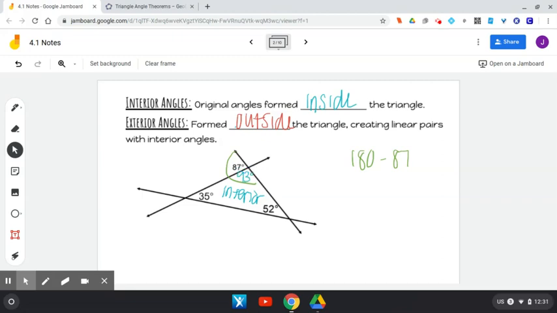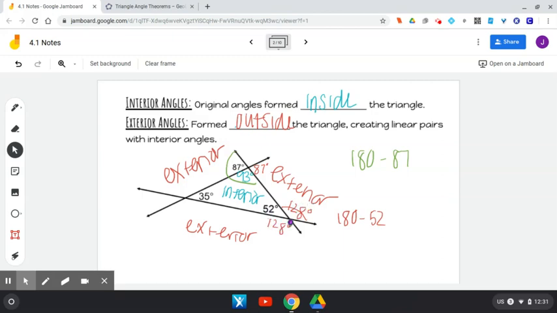And for our exterior angles, we have a couple spots that are outside. We call that the exterior. So this exterior angle would also be 87 degrees. This one way down here, we would do 180 minus 52 instead, which would give us 128 degrees, which means this exterior angle is also 128.